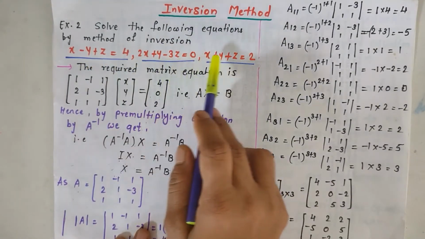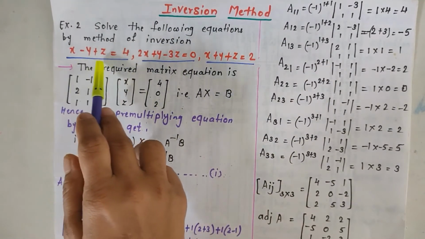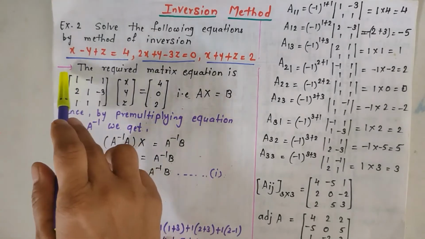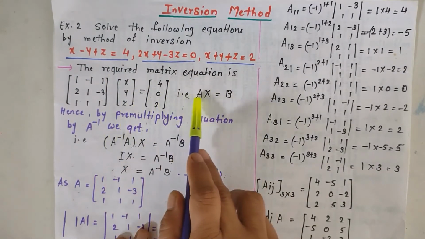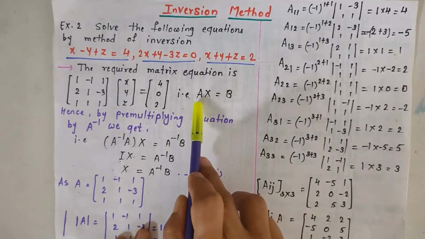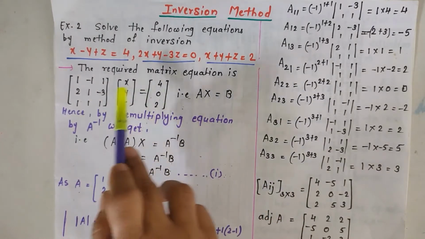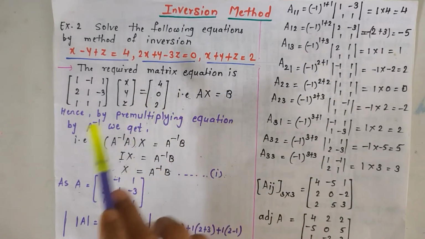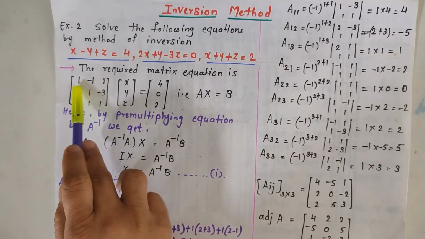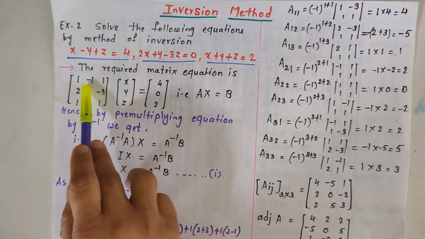There are three equations in three variables x, y and z. The solution: the required matrix equation is A into x is equal to B. Here A is the coefficient matrix, x is the variable matrix and B is the constant matrix. Now write the first matrix in the form of coefficients.